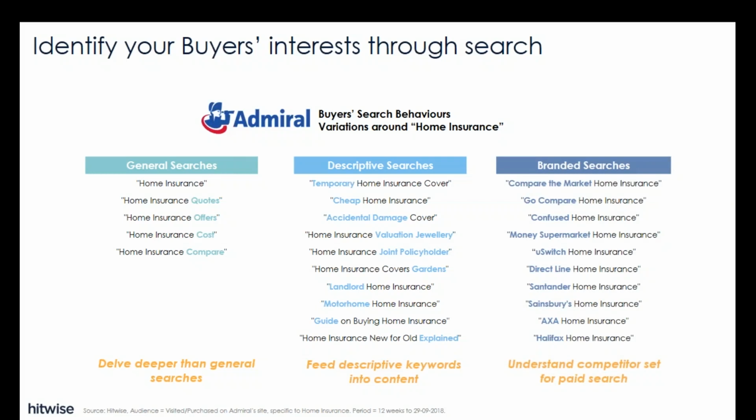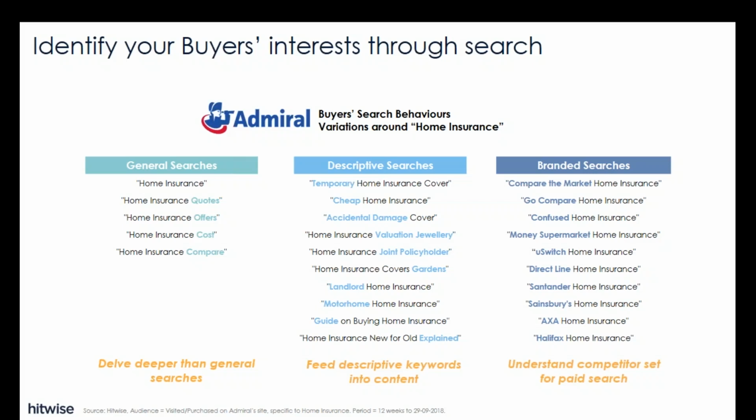And they're also searching specifically for my competitors, such as Direct Line, Santander, and Sainsbury's. Again, it's all about actionability. I could use these search insights in several ways. So with the descriptive terms, I can feed these into my content, for instance, featuring a guide on how to buy home insurance. And also by knowing my competitor set, I can also bid on these terms to drive my buyers back to my site.